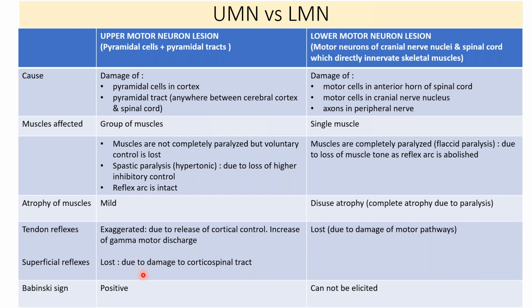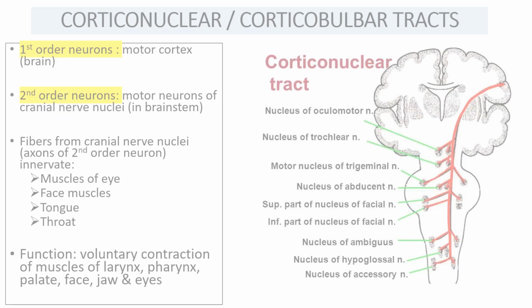We had seen that there was loss of all the superficial reflexes, but the tendon reflexes were exaggerated. Here also there is loss of the reflexes. Babinski sign will be positive in upper motor neuron lesion, whereas in lower motor neuron lesion it cannot be elicited. So positive Babinski sign in the upper motor neuron. So these are the differences between upper motor and lower motor neuron lesion.